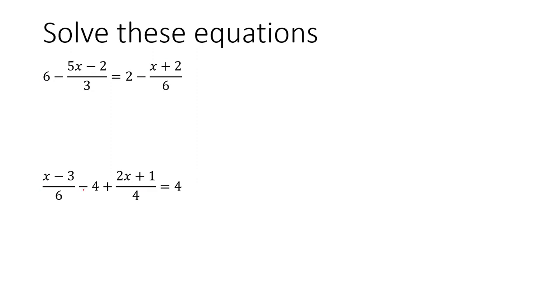Firstly, negative 4 is going to move to the second term, from the left side to the right side. If it moves, that means these equations are going to be written down like this. x minus 3 over 6 plus 2x plus 1 over 4 equals 4 plus 4. There is no need to write down negative 4 because negative 4 moves to the right side, to the second term. Why plus 4? Because negative 4 moves to the right side.